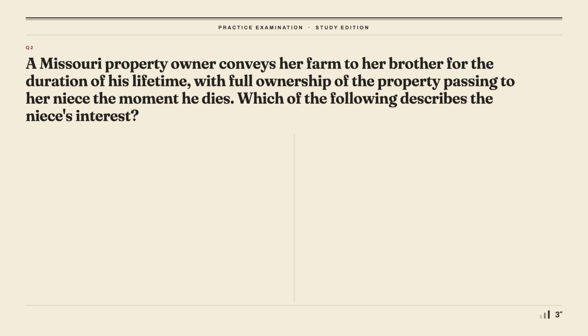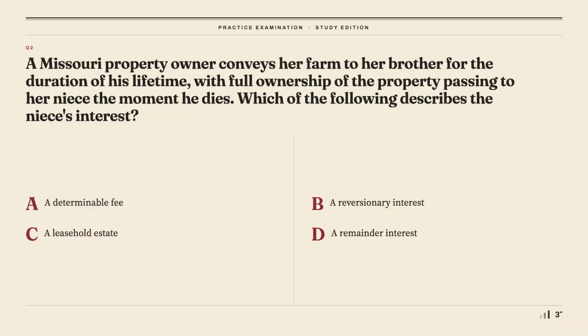Your options are A. A determinable fee. B. A reversionary interest. C. A leasehold estate. D. A remainder interest. Take a second. Which answer would you pick?